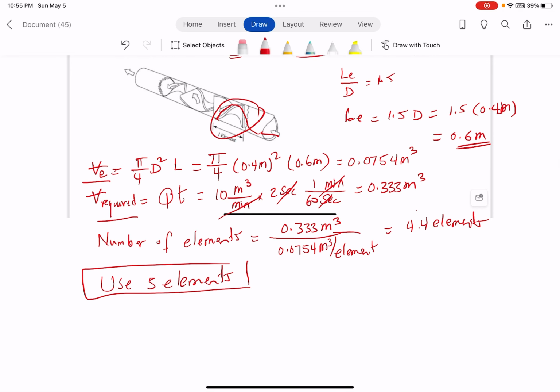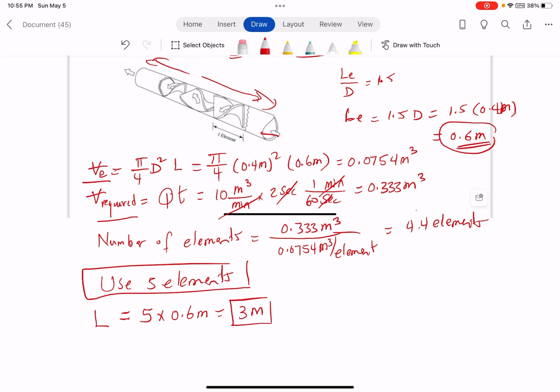Now, let's find out the total length of the static mixer. The length is equal to 5 elements times the length of each element, which we have here, 0.6. That is the total length of all the elements altogether.